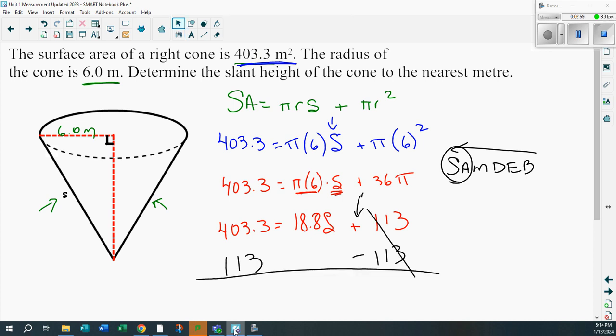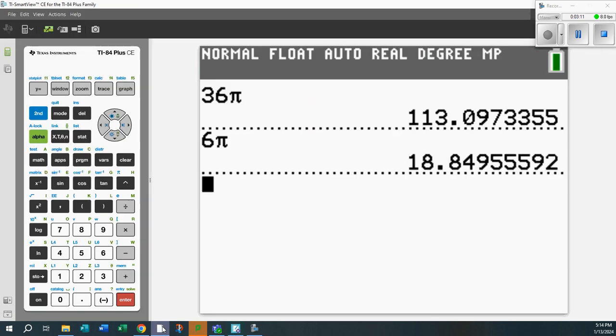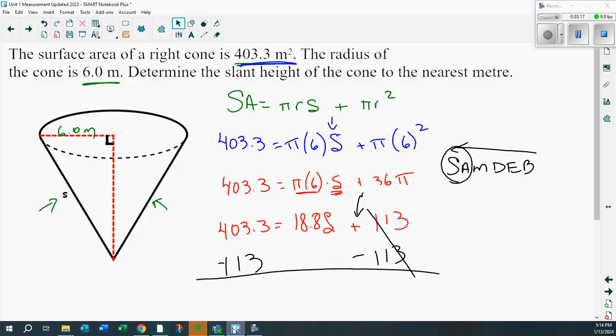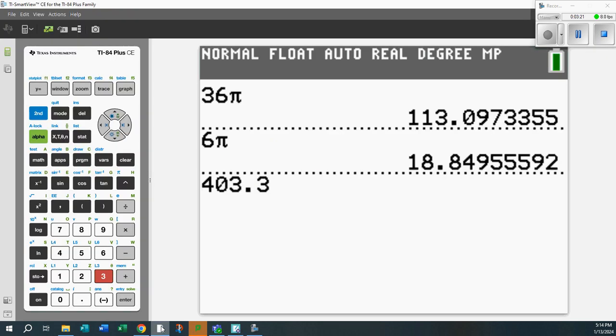But remember, 113 was a rounded number. So I'm just going to use this in my calculator. Watch how I use my calculator to do algebra. I know it's 403 subtract the 113. So watch this. I'm going to type in 403.3, right? 403.3, confirm it. There it is, 403.3. Okay? I'm going to subtract out the 113. Now, isn't the 113 way the heck up here? Well, yeah, of course it is. How do I get there?